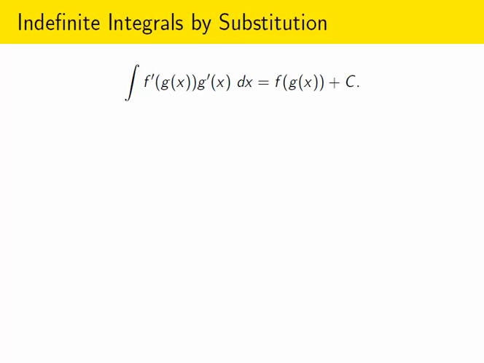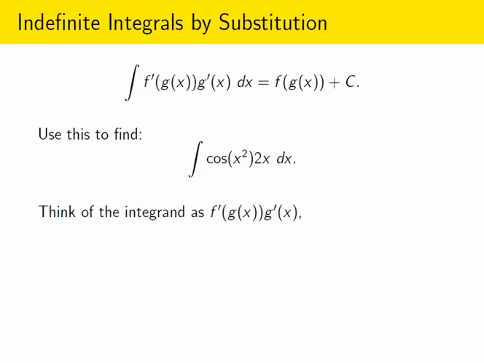Okay, so here's the formula we had on the previous screen, this chain rule from the opposite point of view, from the antiderivative point of view. Let's see how we could use this formula to help us calculate an integral. Let's suppose we're starting with the integral of cosine of x squared times 2x, integrated with respect to x. Well, we can view this integrand as if it were written in the form f prime of g of x times g prime of x. We just have to identify the right functions to use for f and g.